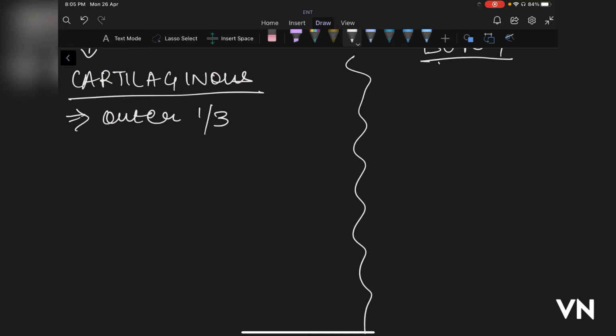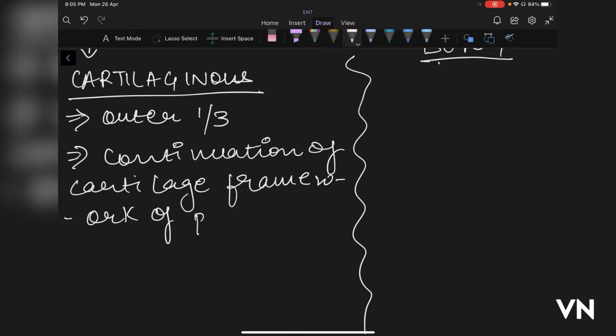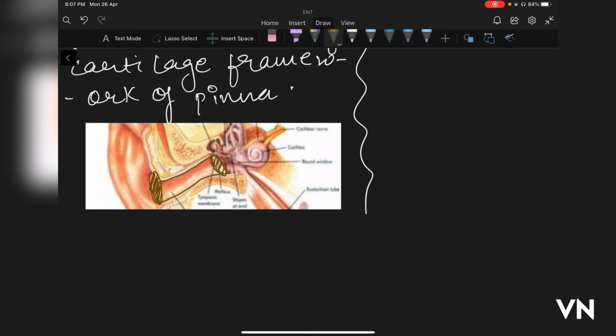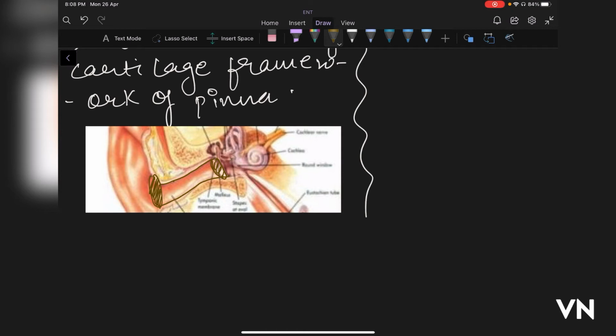So it is just the outer 1/3, which is the cartilaginous part. So it is the continuation of the cartilage framework of the pinna. Here, this is again the same diagram that is above. So the anterior 1/3, that is this part, is cartilaginous, the other part is bony, right?